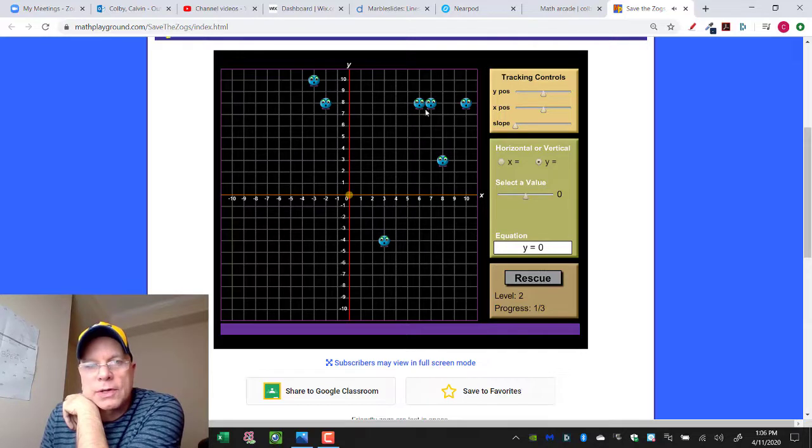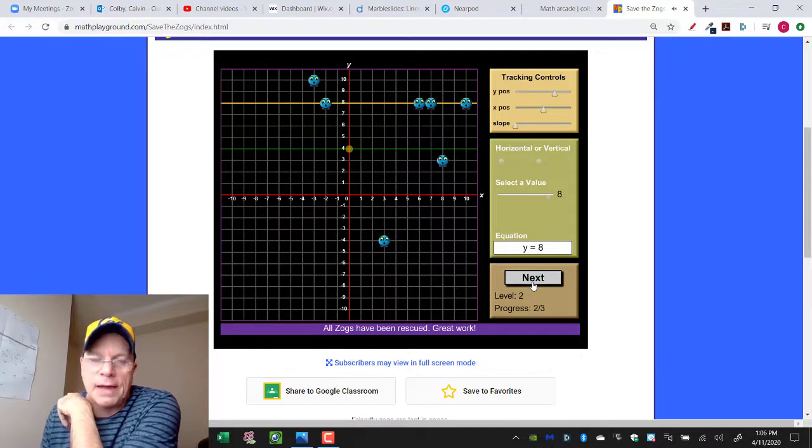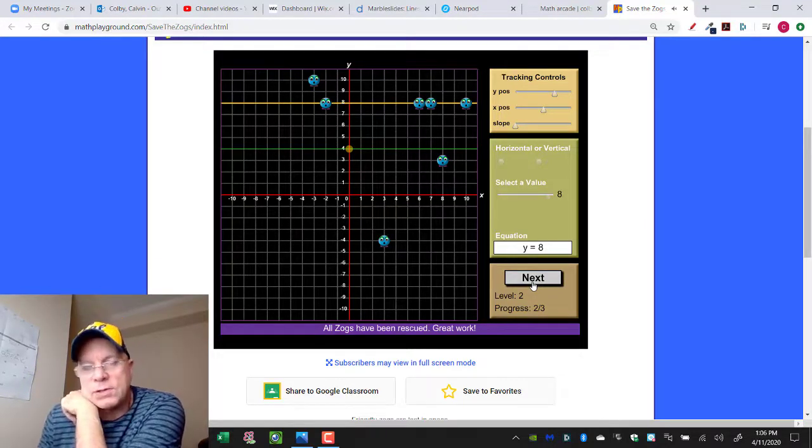I have another horizontal line. Those 4 Zogs are right there. I'm not going to move the line this time. I just know that it's y equals +8. You don't have to move the line to the Zogs if you can visualize it. Really, the line's just there. I'll show you. I'll move it to a place where the Zogs are not. It's going based on what I'm saying the equation is. So it counts that. That light green line is just to help you visualize your line.